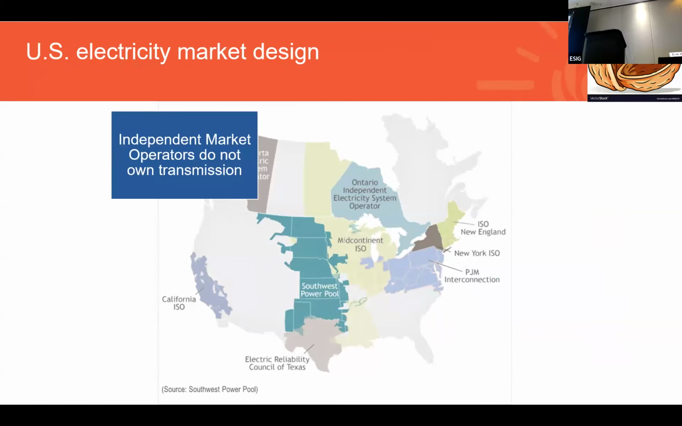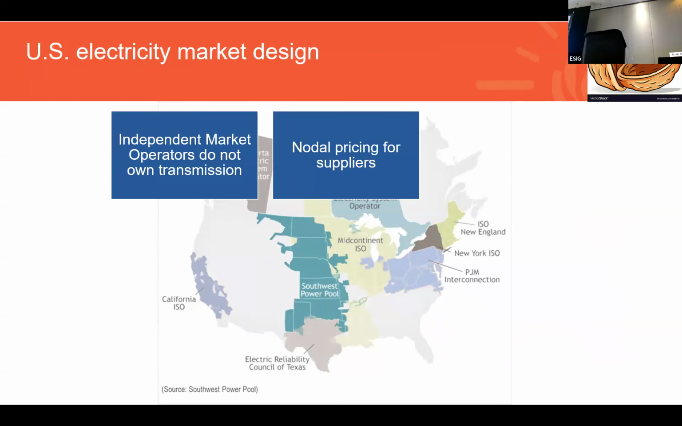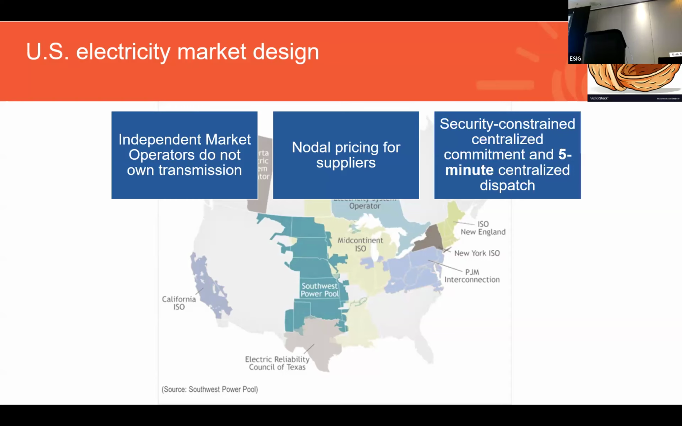So the independent market operators do not own transmission, so that's something we already had talked about. Nodal pricing for supply. So all of the US ISOs have nodal pricing for the generators, for all the suppliers. This is actually now the case in Ontario as well. They all use security constrained centralized commitment for their day ahead commitment process that's linked to their day ahead market. And they all have 5-minute security constrained economic dispatch, which is managing congestion, dispatching all of the resources participating in that market, and also computing those nodal prices for the suppliers.